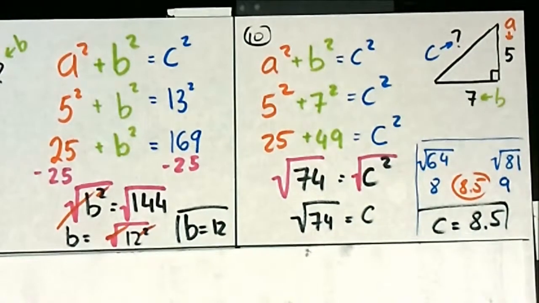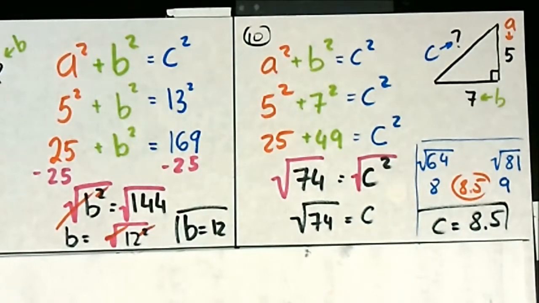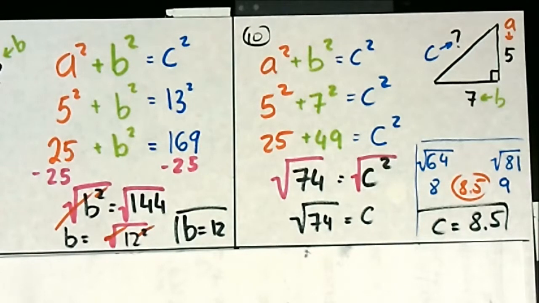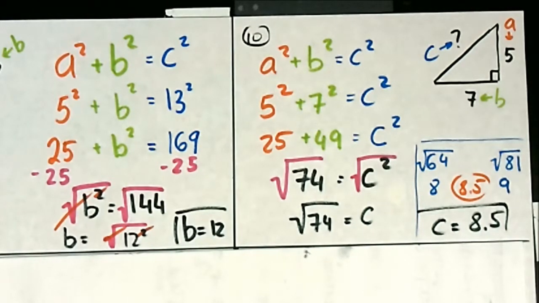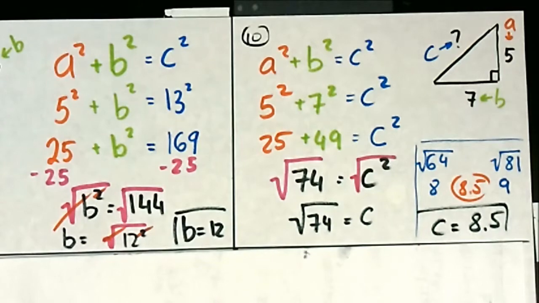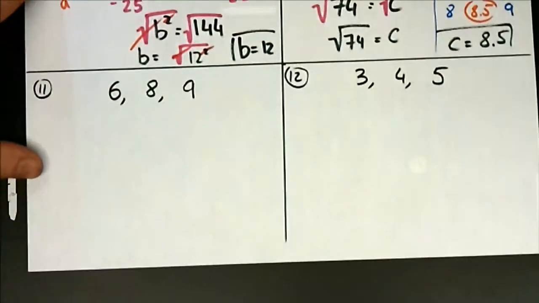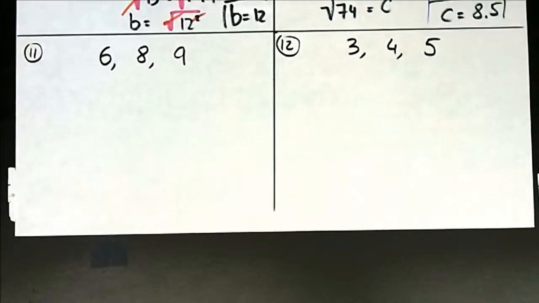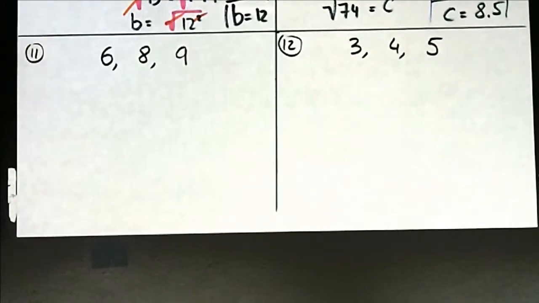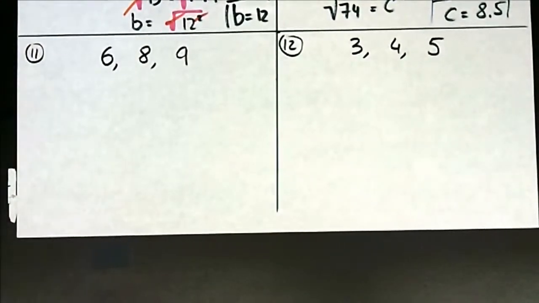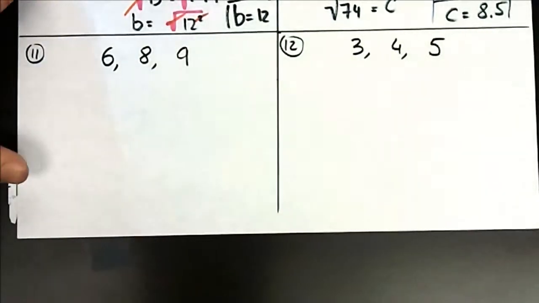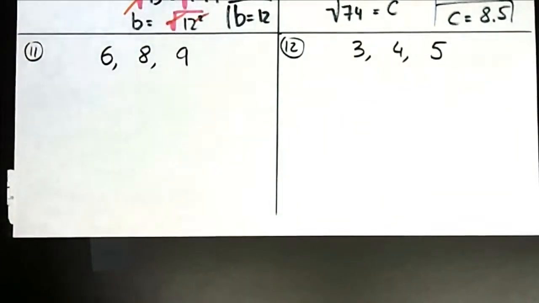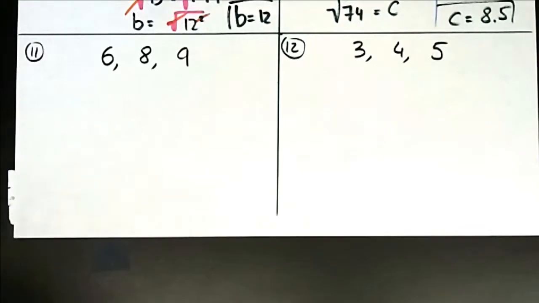Makes sense, it's the longest side, so it passes that check, at least the logic check. Questions on number 10? Number 11. And in number 11, you're asked to find if these three sides make up the Pythagorean theorem. How do I do that? How do I check to see if they work or not?